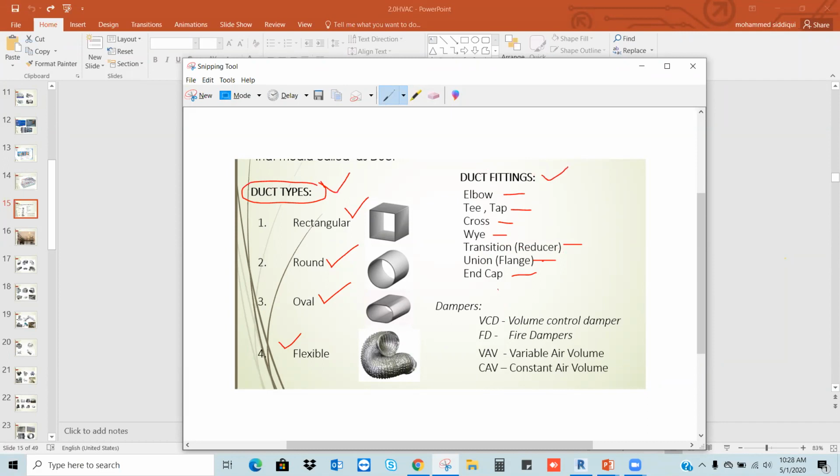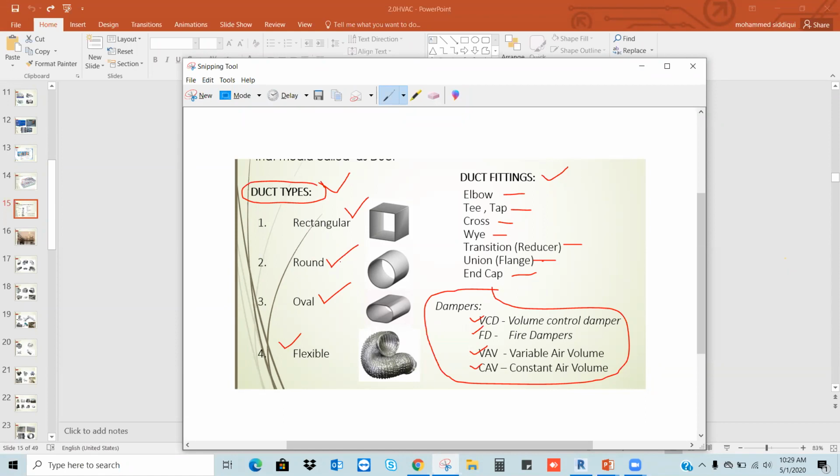And here we use the accessories to control our airflow. Okay. So what kind of controls do we use? One is the VCD, volume control damper, FD, fire damper. So VAV, variable air volume. These are all dampers, VAV, CAV. These dampers we are calling accessories. So nothing but a regulator in our system. But everybody should remember these kinds of ducts.